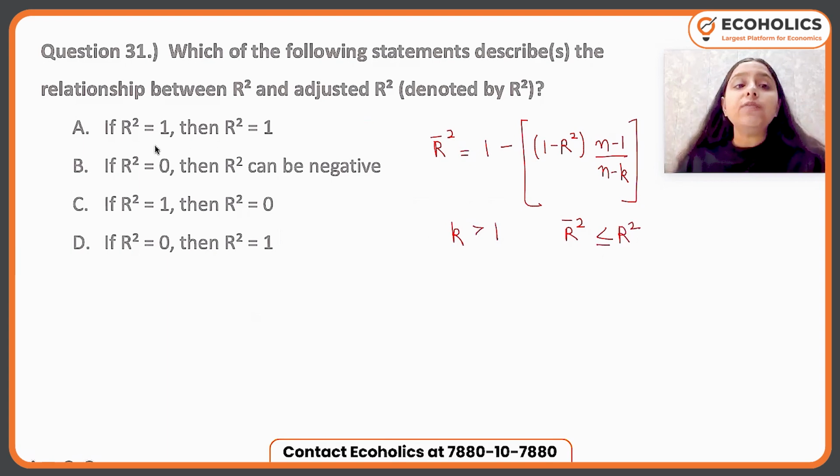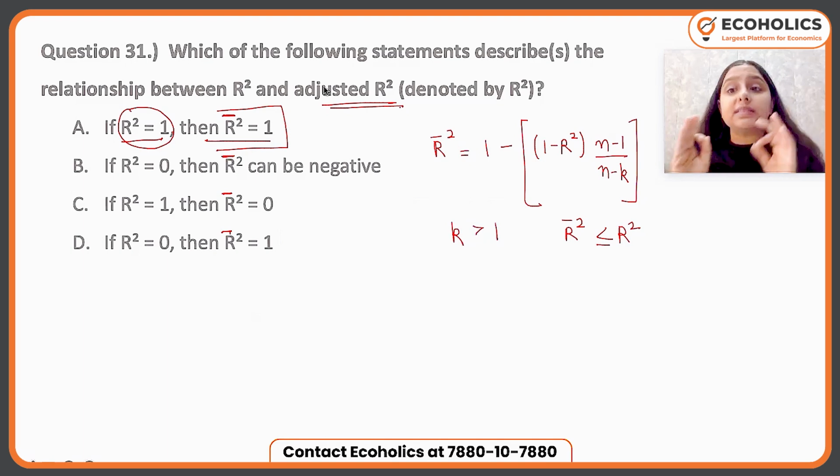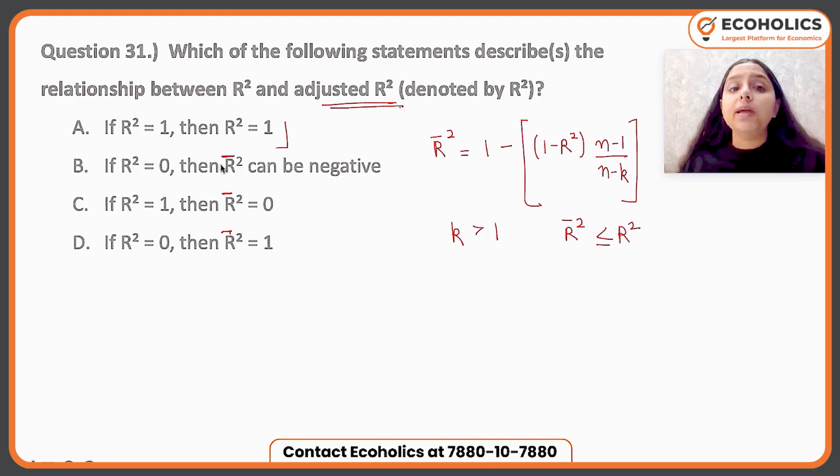Now, here the statement is that if R square is 1, then adjusted R square is 1. Here, I would like to tell you one thing. This first R square is your simple R square, and the second one is your adjusted R square. So you can put adjusted R square over here to not let confusion happen. They are saying if R square is 1, then adjusted R square is 1. Very simple. You have to choose the correct statements. As soon as I read any statement, I will simply write true or false before I select the correct option. So, R square is 1, then adjusted R square is 1.